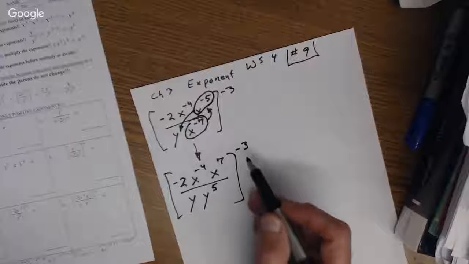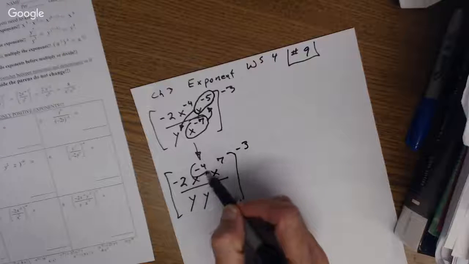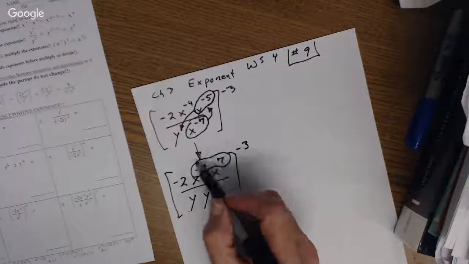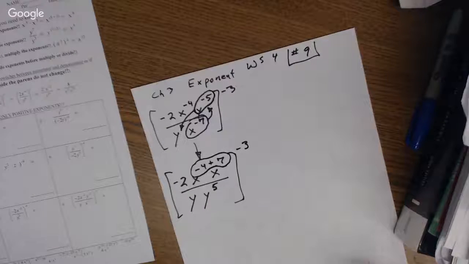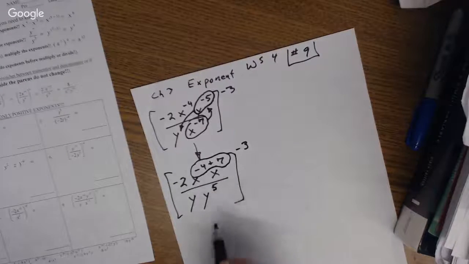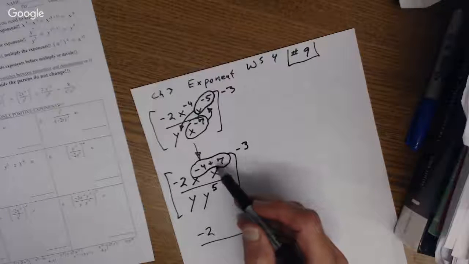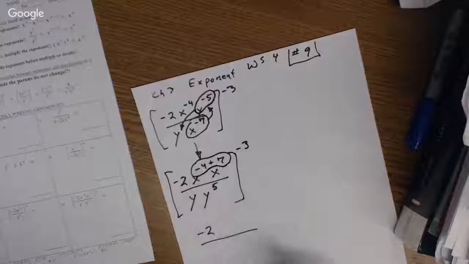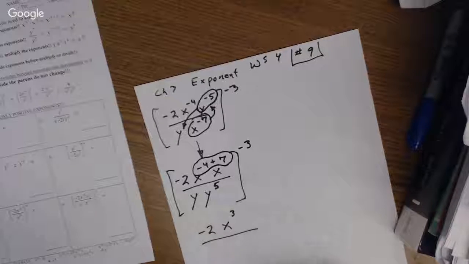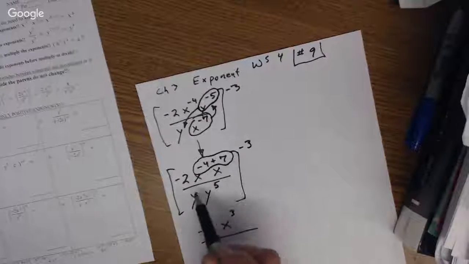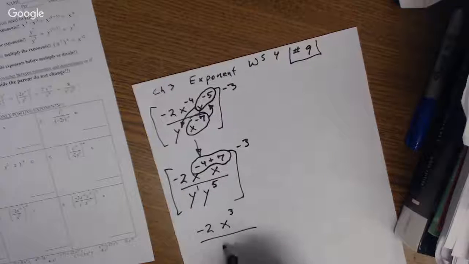Okay, so now what I have is, in the numerator, I have x to the negative 4 times x to the 7th, and all you have to do there is add those exponents. When you're multiplying common bases, you add the exponents. So I've got x to the negative 4 and an x to the positive 7. I add negative 4 and positive 7, and I get x to the 3rd positive. On the bottom, I have y to the 1st and y to the 5th, so I've got y to the 6th.